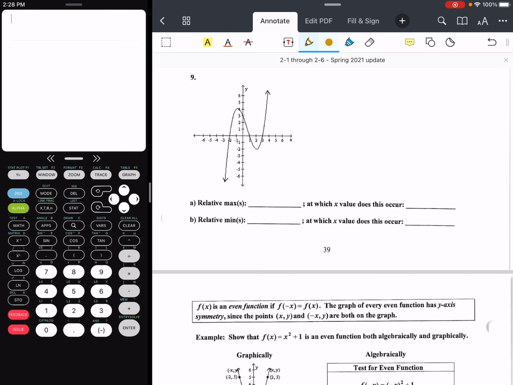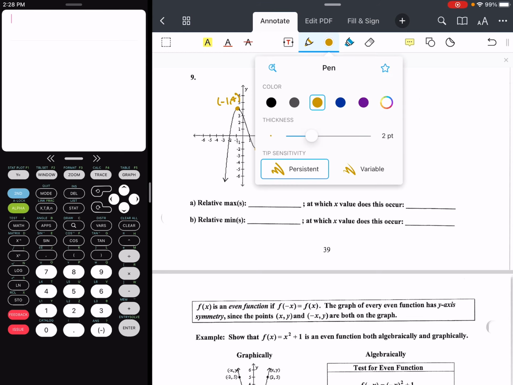All right, for number 9, let's just visually identify our high and low points, our peaks, that's a max, and our valleys, that would be a min. So (-1, 4) is a visual relative max. (2, -2) visually is a relative min.